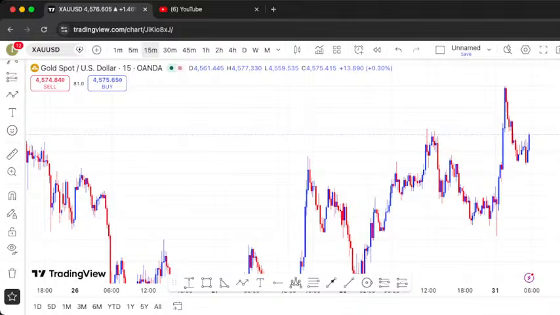Yeah, is my screen okay? Is my screen clear? Is my screen fine?